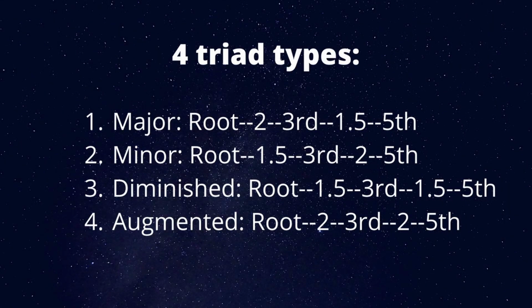Major is between the root and the third, 2 whole steps, and between the third and the fifth, 1.5 steps. Minor, between the root and the third we have 1.5 steps. Between the third and the fifth we have 2 full steps. Diminished, between the 1 and the 3, or the root and the third, we have 1.5 steps. Between the third and the fifth we also have 1.5 steps. That's diminished. And the fourth, much rarer type of triad, the augmented triad, in between the root and the third you will have 2 full steps, and in between the third and the fifth you will have 2 full steps as well.